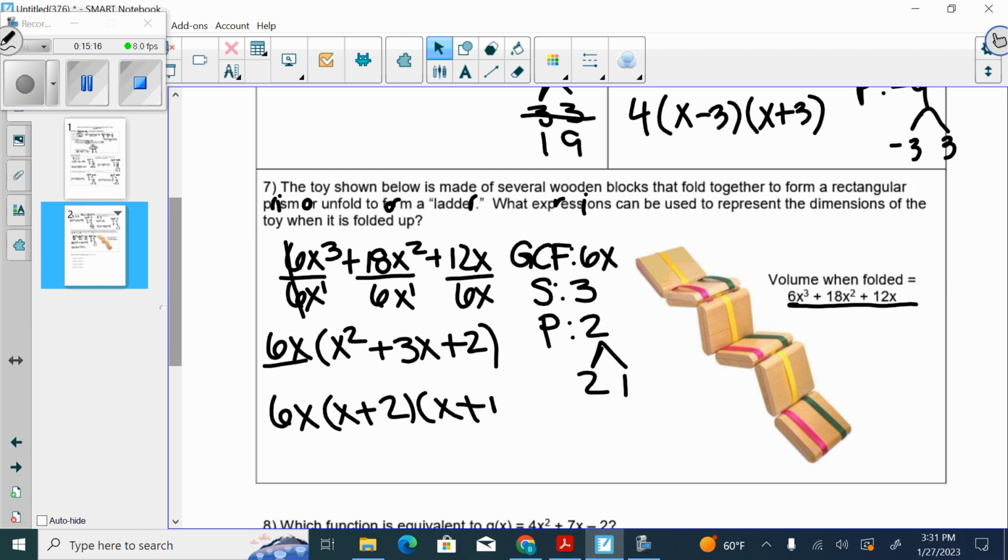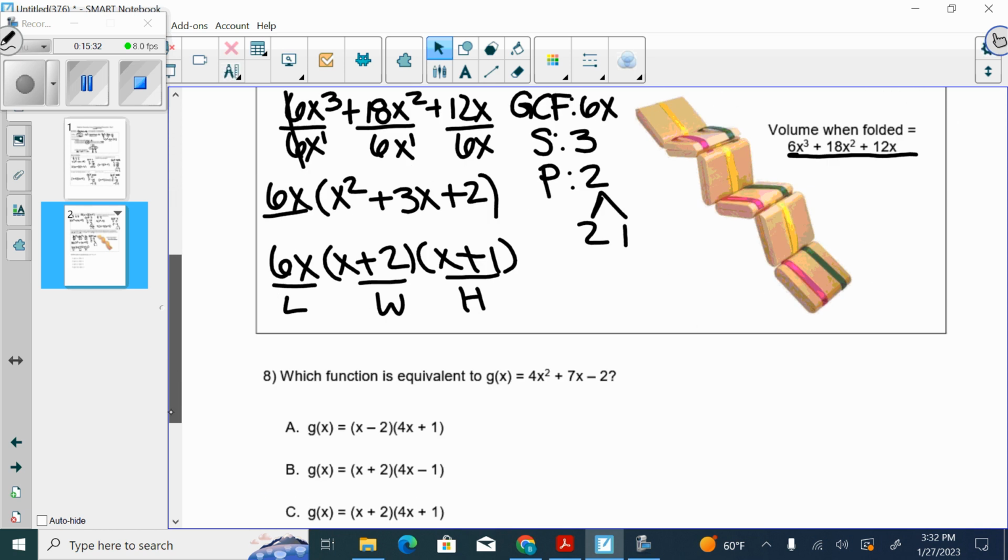very good. Okay, and it asks what would be the expressions. We've got 1, 2, 3. So like our length, width, and height, which is what we multiply to find volume, right? Good job.